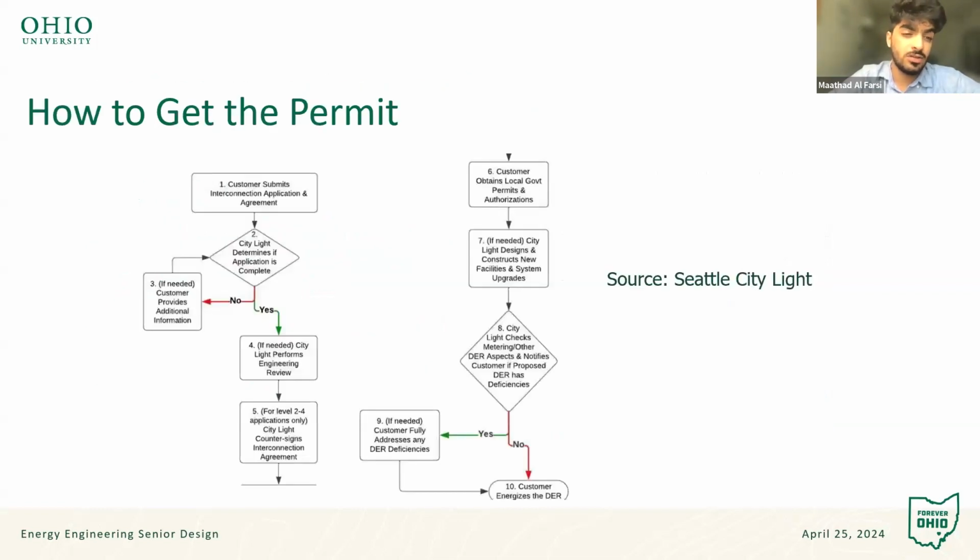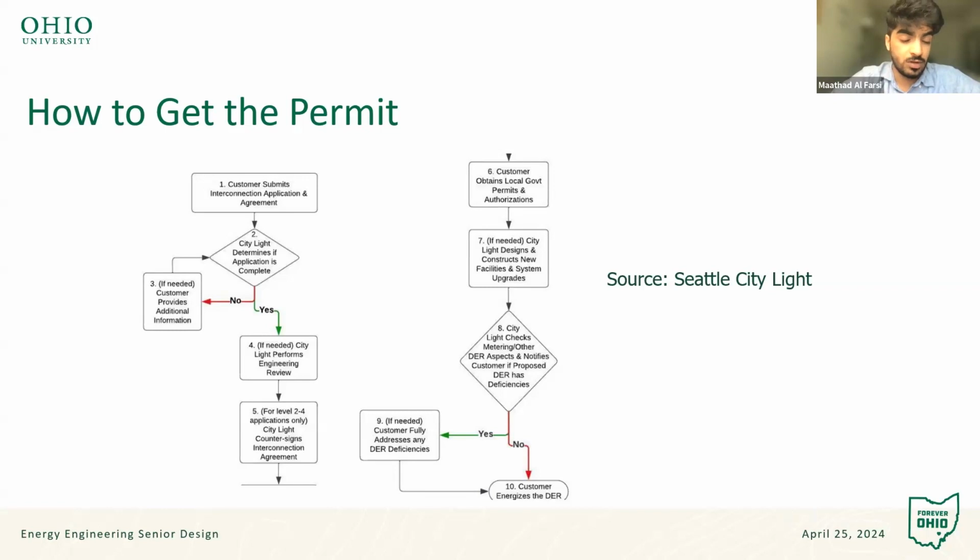And here we show the steps of how to interconnect our system to the distributed energy resource. There are several steps. We have two types of application. One is for systems up to 100 kilowatt, and the other application is the 2 to 4, which we're going to use for our system. That's for arrays over 100 kilowatt.